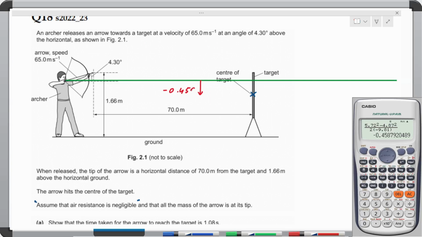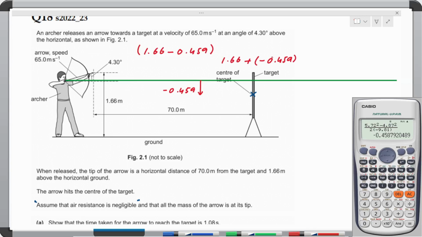Alright, so what you can do is, there are two different ways. Either you subtract 0.459 from 1.66, irrespective of its sign, or you add 1.66 plus negative 0.459, which is exactly the same thing. Basically we are adding these two displacements, but one of the displacements was negative, so it would automatically be subtracted.